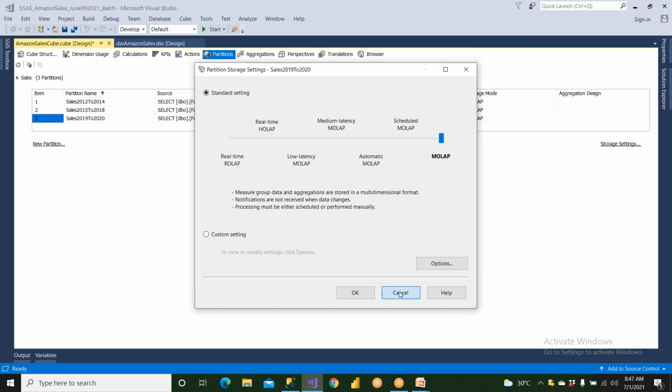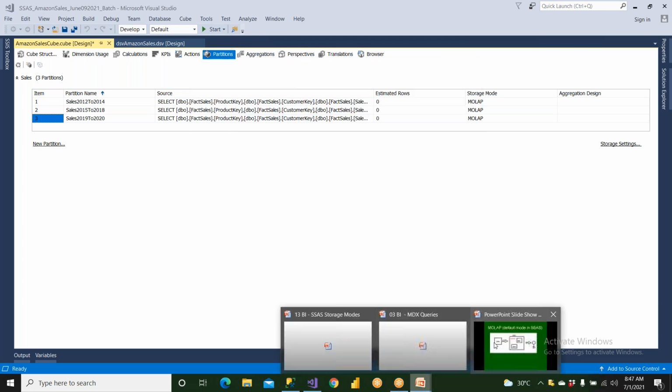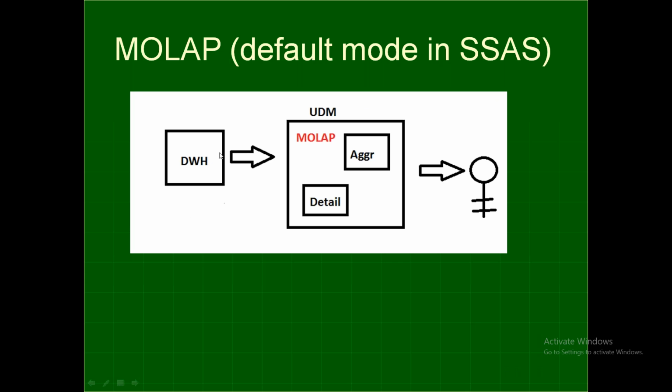Clear? Now, the problem I told you, right? What is the problem? Even though data changes in the data warehouse, you cannot see the data. If I want to see the data, somebody has to either schedule or process, or you need to change these options. Clear? But if you forget to process and report to the management, the managers will shout, "Hey Bhaskar, process the cube. Hey Bhaskar, process the cube. I cannot see the latest data." So people will shout at you if you don't process it.